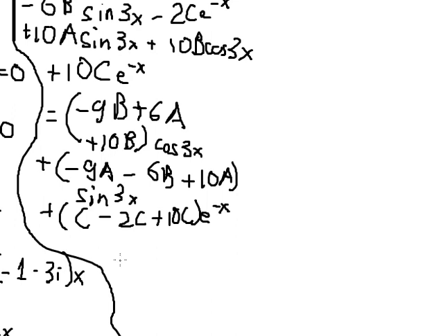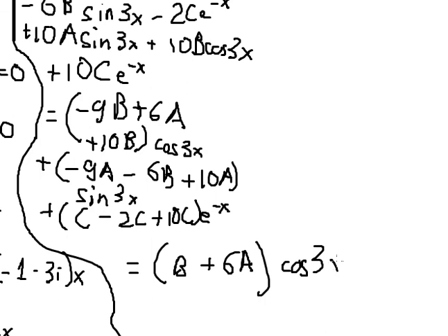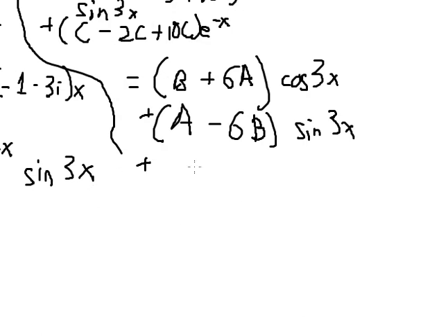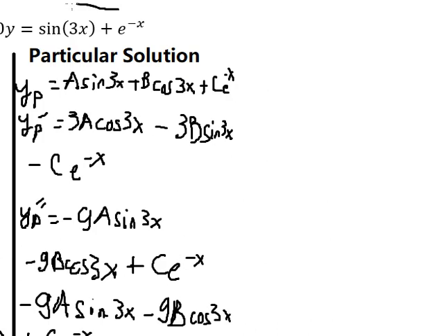So we need to simplify. Negative 9b plus 10b, we have positive b. 10a minus 9a, we have positive a. 10c minus 2c plus 1c, we have 9c. And this one equals to this one.